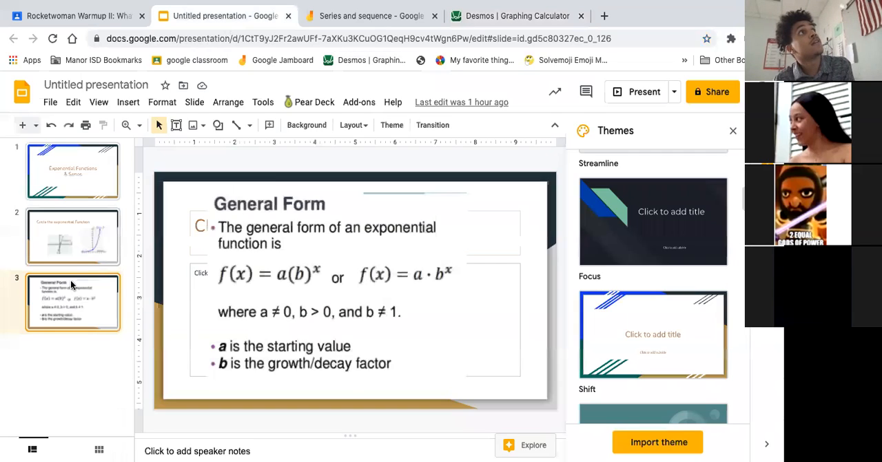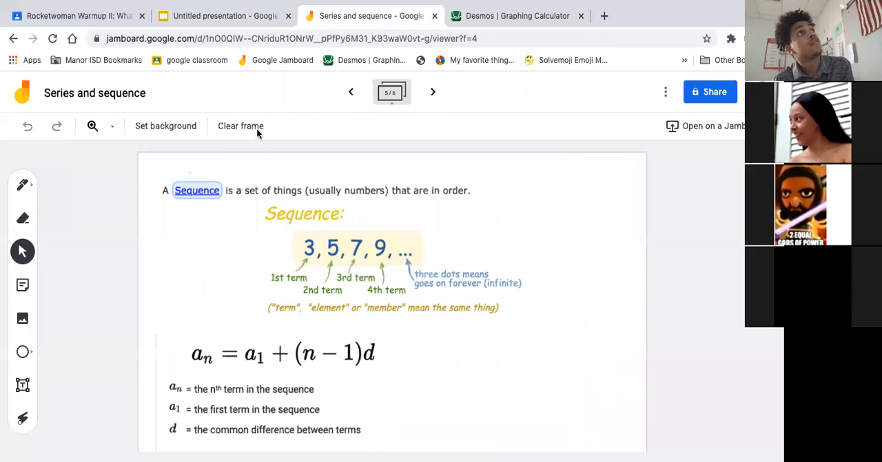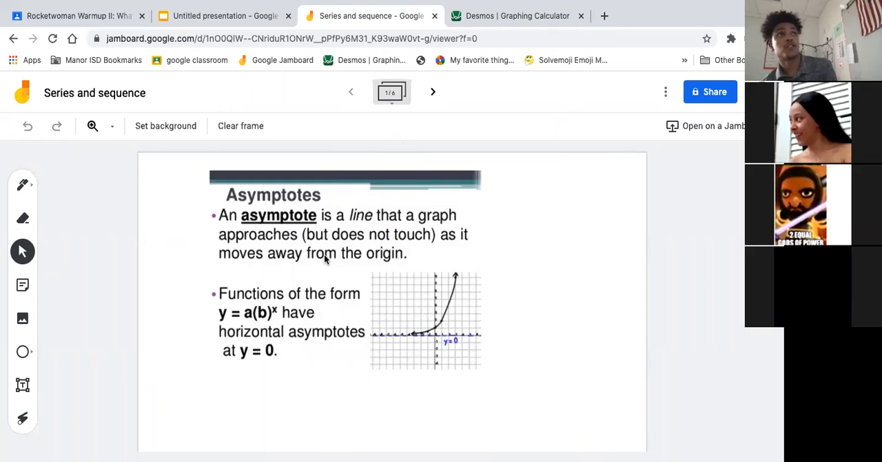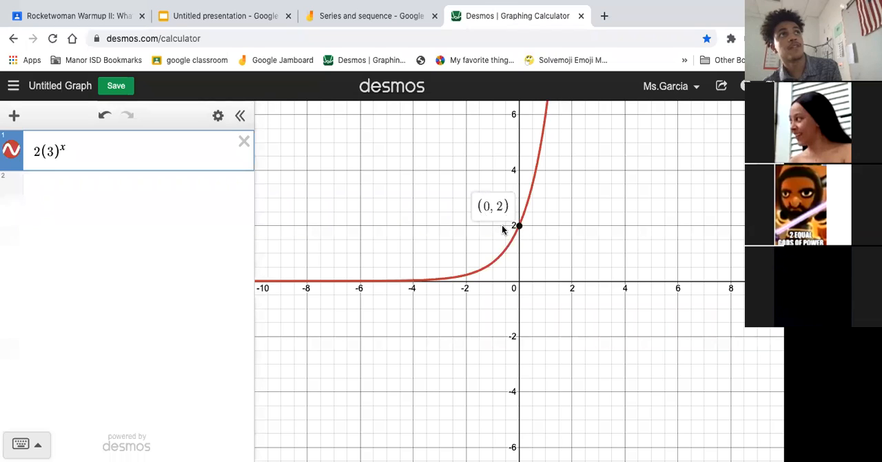So next thing on the list here, I need to talk about asymptotes real quick. An asymptote is a line that a graph approaches but does not touch as it moves away from the origin. Exponential functions have horizontal asymptotes, oftentimes at y equals 0. That means the function will get close to 0, but it won't equal 0. For example, the function that we just graphed starts here at 2, now it's at 1-ish, now it's at 0.0169 on the y, the vertical. And it just keeps getting smaller and smaller, but it won't equal 0.